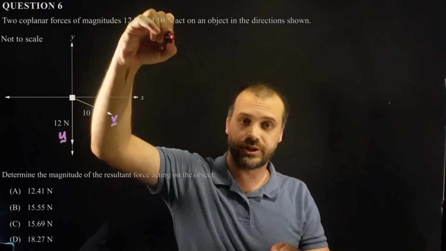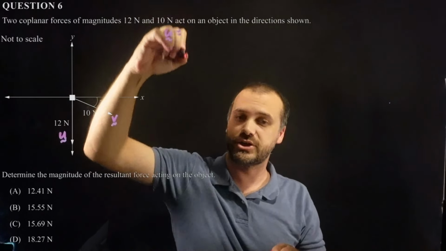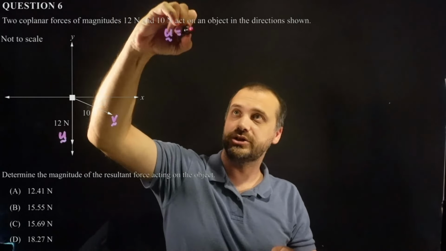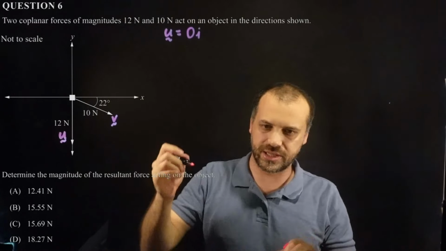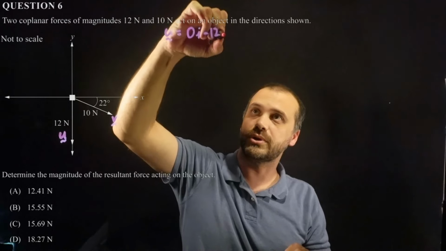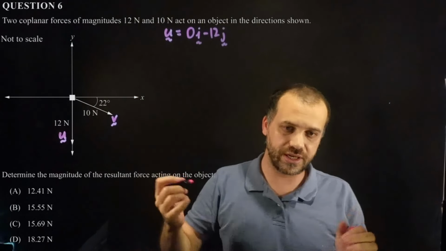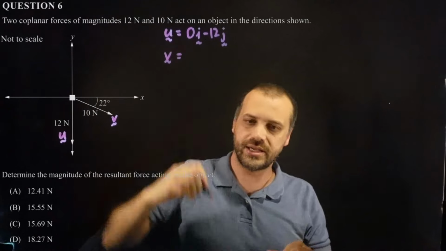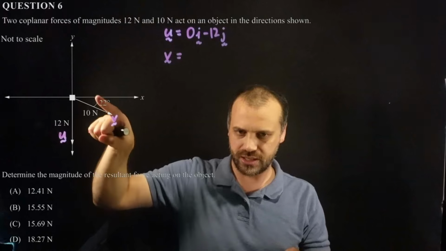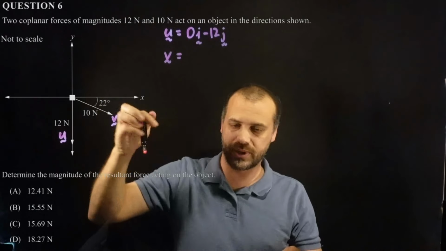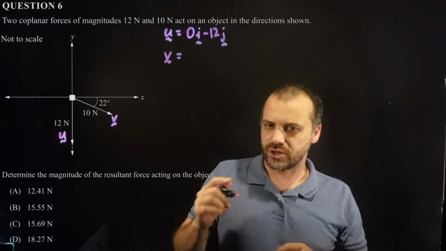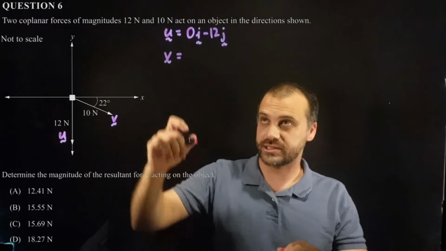Now vector u, really straightforward, don't have to do any calculations here because I can see that it's got going 0 in the i direction, so I'll write 0i, not strictly necessary. But then it's going 12 down, so negative 12j. So that's U. Now V, a little more work to do because we've got it in polar form. We've got a magnitude of 10 and an angle of negative 22 because the angle is going downwards, right? So negative 22.